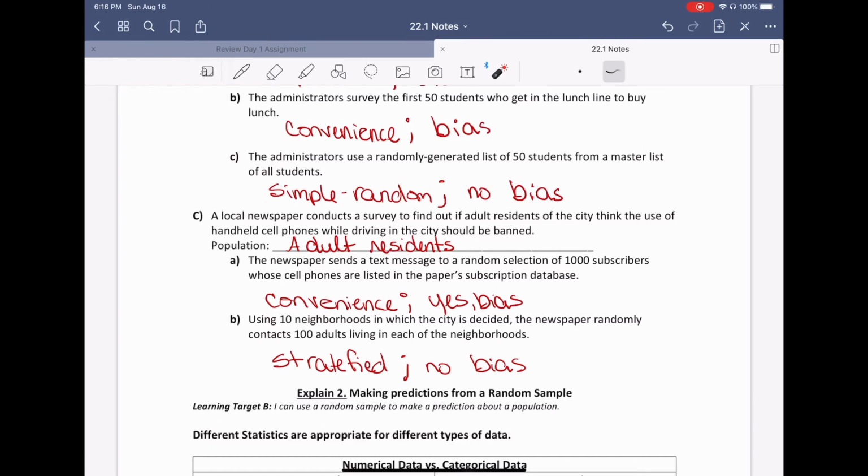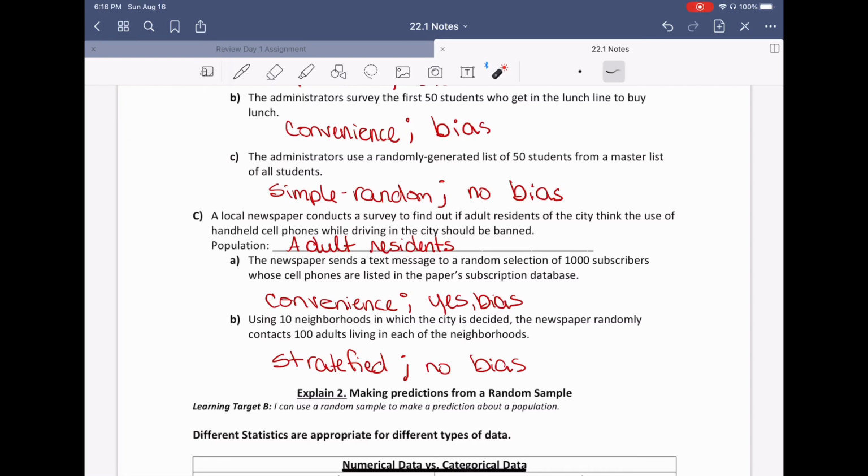Okay. Now, for part A, the newspaper sends a text message to a random selection of 1,000 subscribers whose cell phones are listed in the paper's subscription database. If you said simple random for this one, I can see why you would say simple random, right? Because that word is random there. However, we are specifically looking at those cell phone numbers listed in the subscription database. Does everybody have a subscription? No. So this really is a convenience because they have that list in their database of people who subscribe and who are more likely to read the paper and answer this survey.